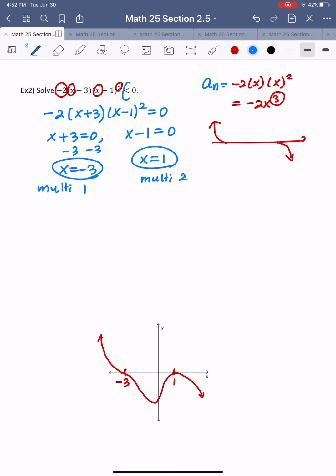And then we are looking for less than 0. So what parts are less than 0? This is less than 0, and this is less than 0. 1 is equal to 0, so we cannot take that. So from negative 3 to 1, and then 1 to infinity is all less than 0. So those are the solutions.